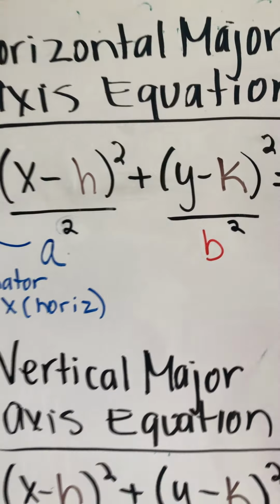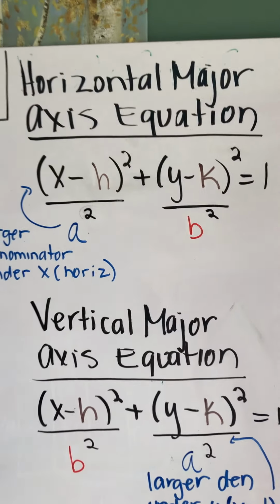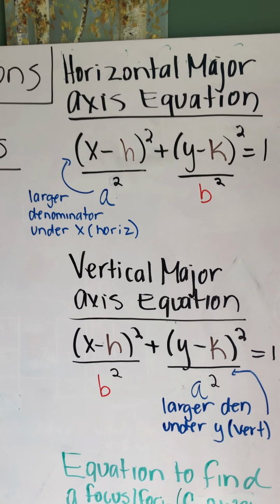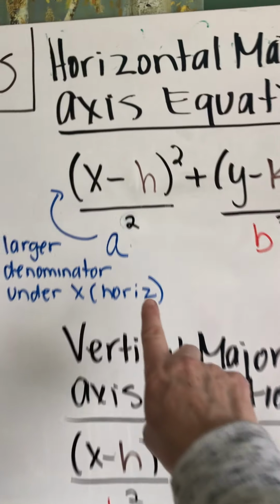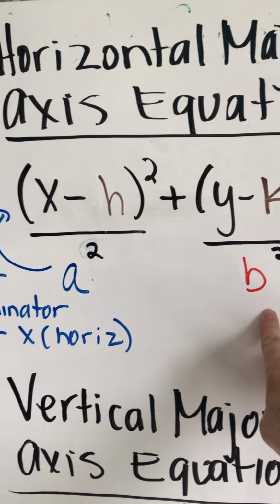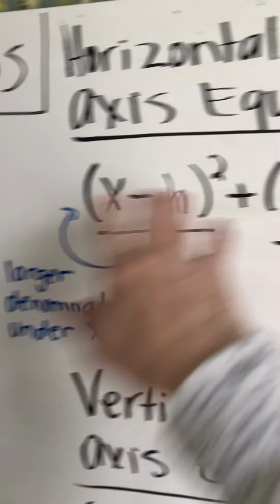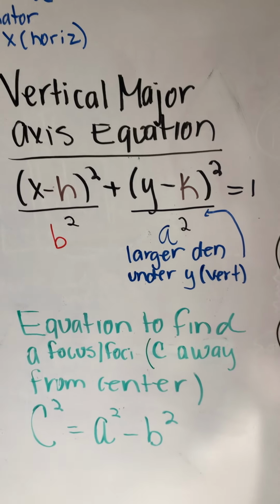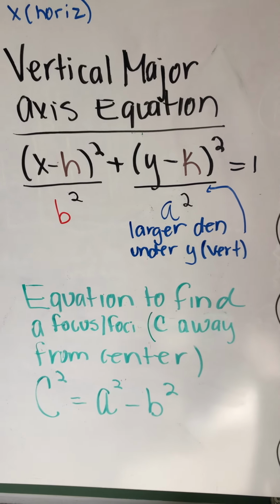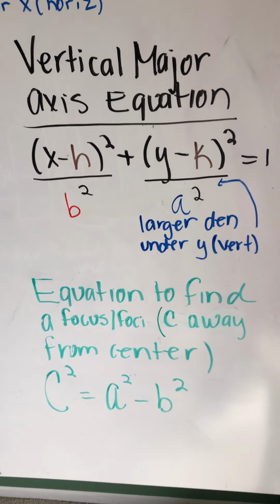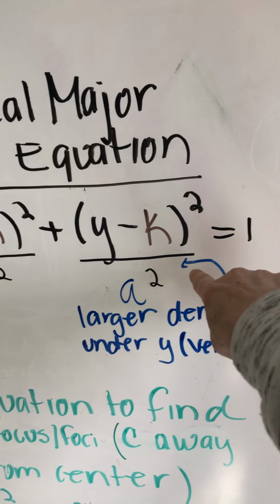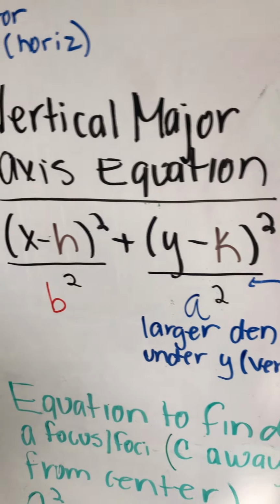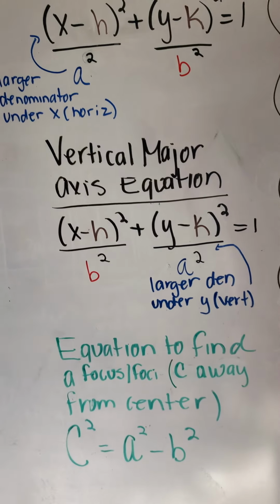There we go, 1. Now, how do I know that the top equation is a horizontal major axis ellipse? Because we know that A is bigger than B, and A is under the X, and X's are horizontal. The vertical major axis equation for an ellipse is exactly the same, except the A squared is under the Y, right? And the Y-axis is vertical, so we know this must be an ellipse that has a vertical major axis. Now here's what you need.